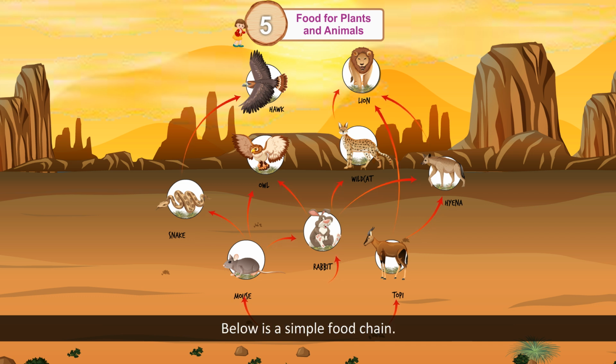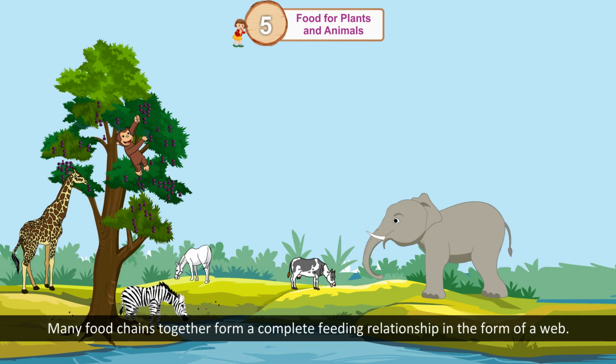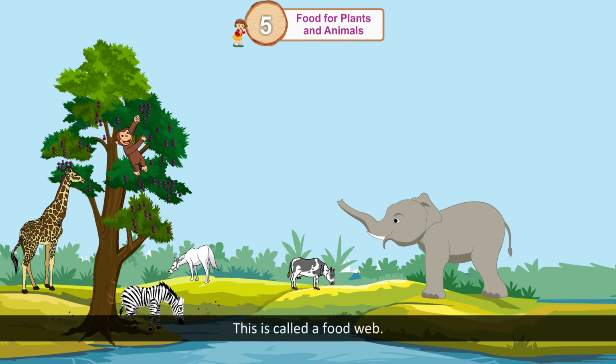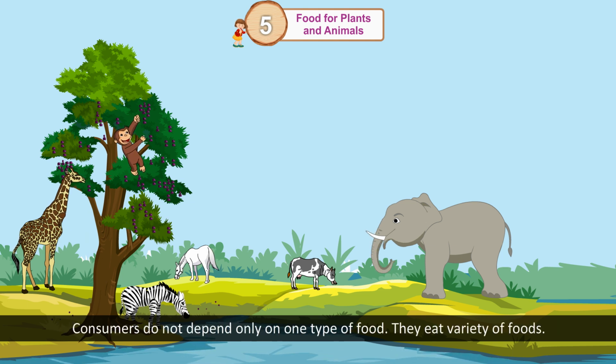Below is a simple food web. Many food chains together form a complete feeding relationship in the form of a web. This is called a food web. Consumers do not depend only on one type of food. They eat a variety of foods.